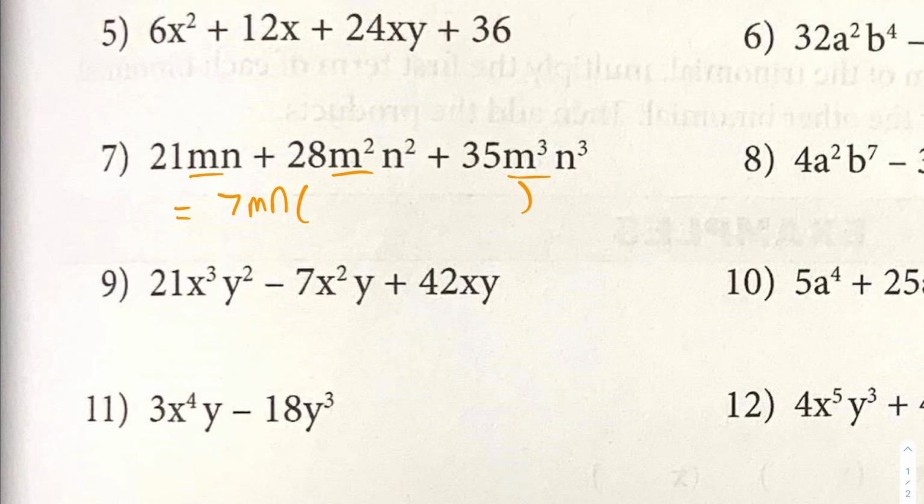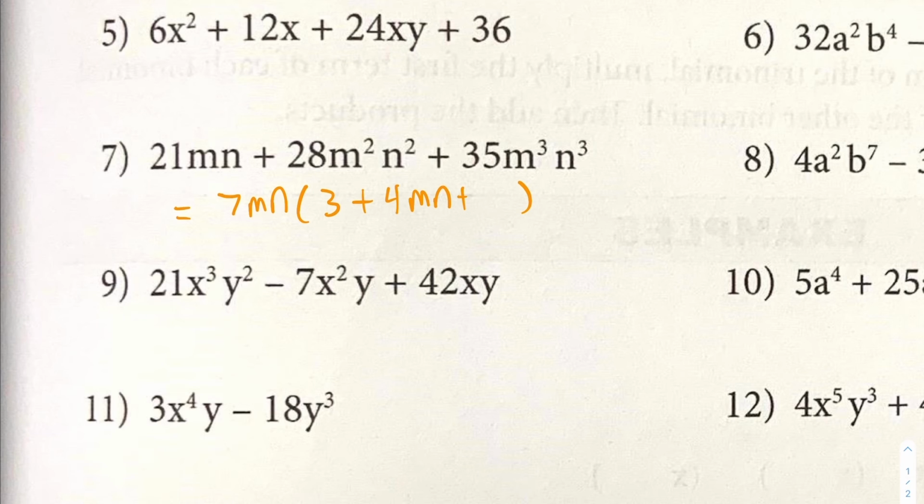Now we just need to see 7mn times what value would make the 21mn. 7 times what makes 21? It's going to be a 3. mn times what makes mn? It's going to be the number 1. It doesn't change at all, so we're not going to put any mn's inside there. We'll just put the plus sign. 7 times what makes 28? It's 4. mn times what makes m squared n squared? We'll need one more. If you multiplied this times that, the powers would add to make that squared.